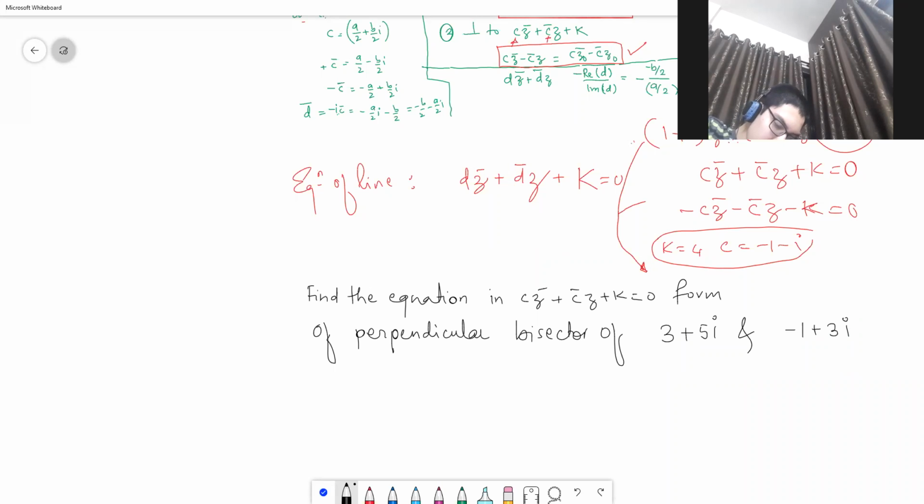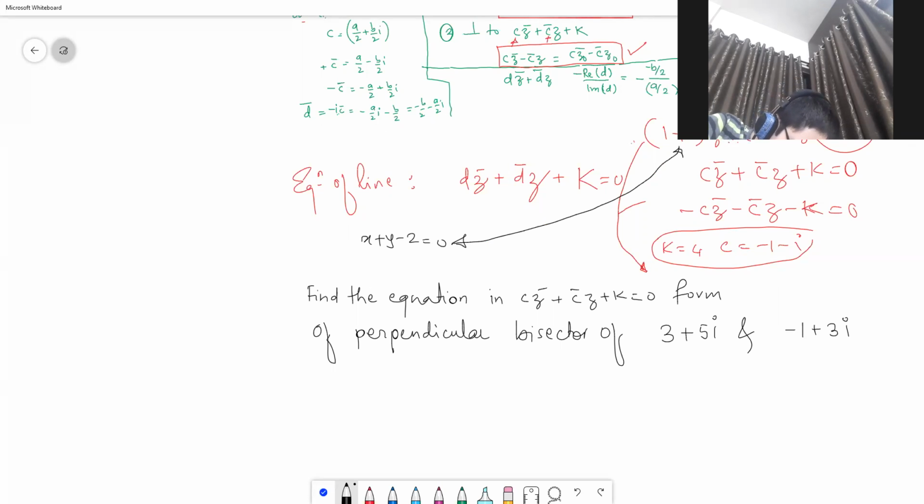Sir, what was the answer of the previous question? K is equal to 4, and C is x plus y minus 2 is equal to 0. Is ax plus by plus c a representation of this line? Sir, in the previous question, after getting k equal to 4, how did you get c? Can you show once?